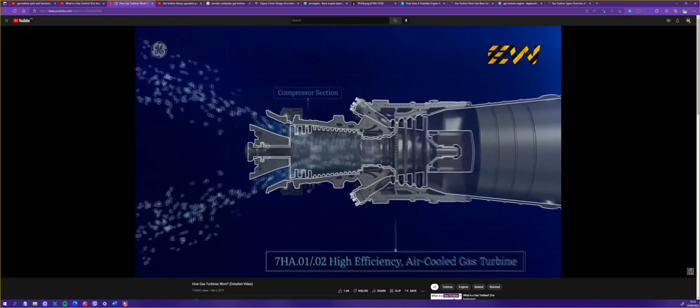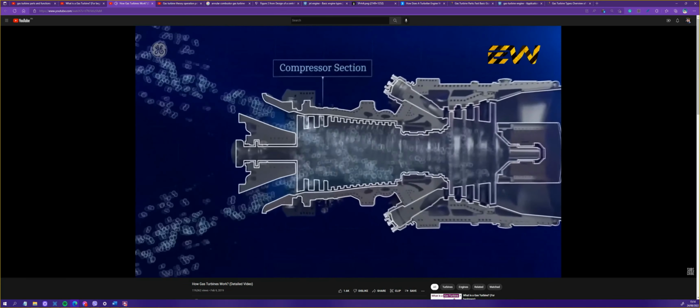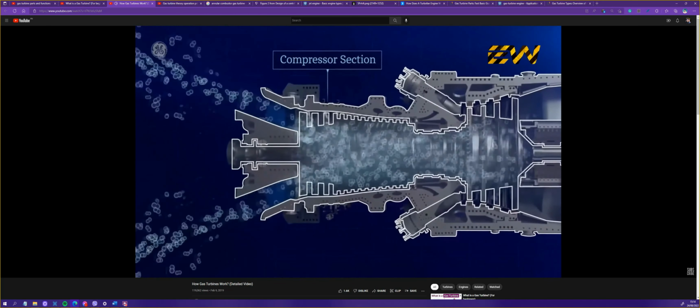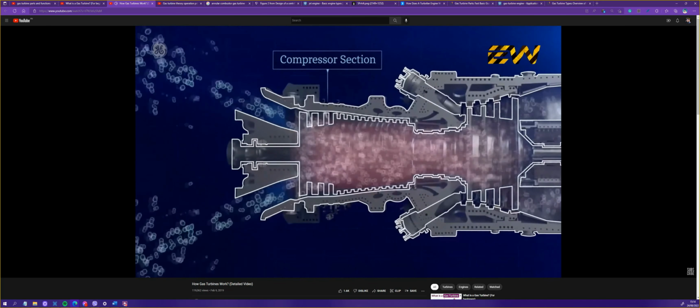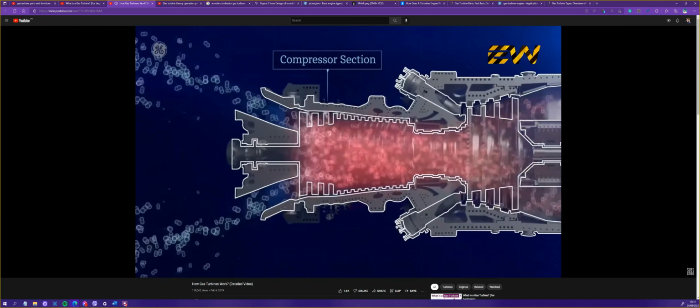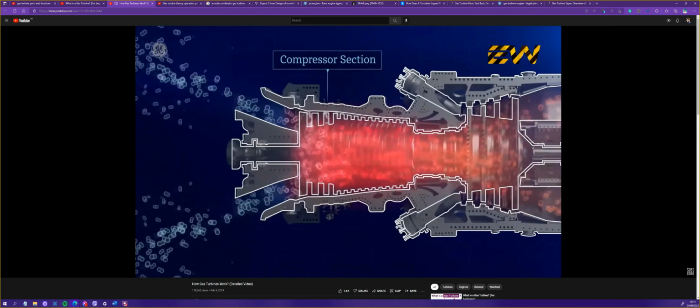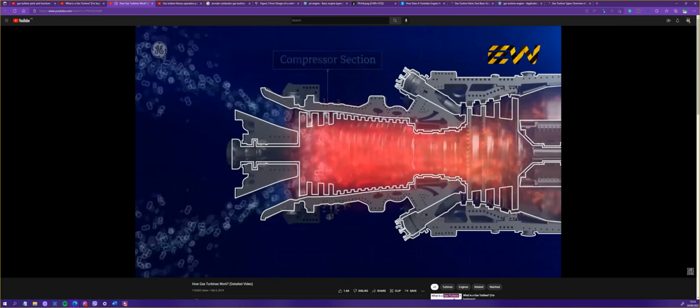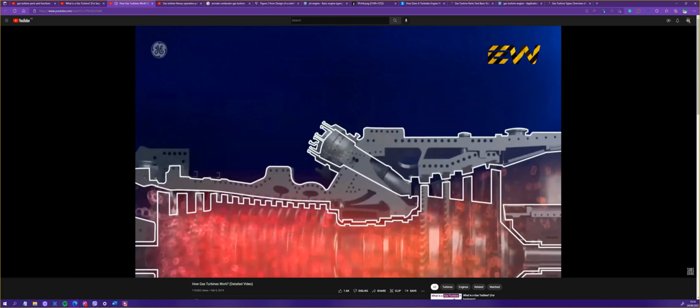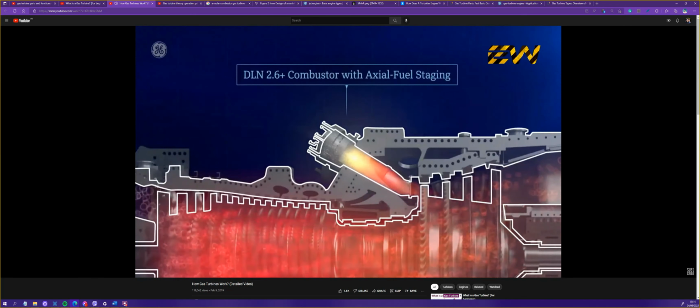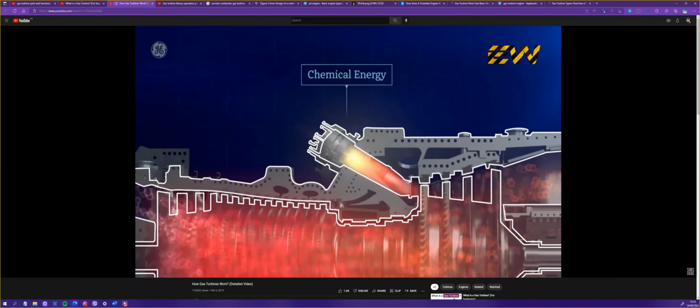In the compressor section of the turbine, all those air molecules are squeezed together, similar to a bicycle pump squeezing air into a tire. As the air is squeezed, it gets hotter and the pressure increases. Next, fuel is injected into the combustor where it mixes with the hot compressed air and is burned. This is chemical energy at work.